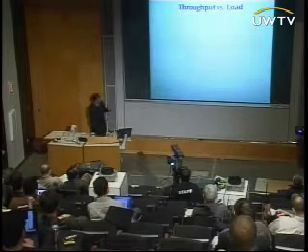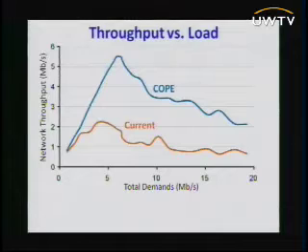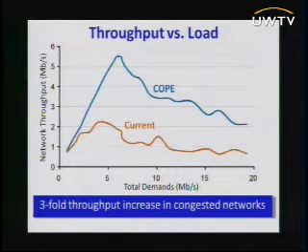So here are results from actual experiments. On the x-axis is the total demand placed on this network in megabits per second. And the y-axis is the total network throughput obtained by different approaches. As you can see, COPE provides nearly a 3-fold throughput increase over the current approach in congested networks.